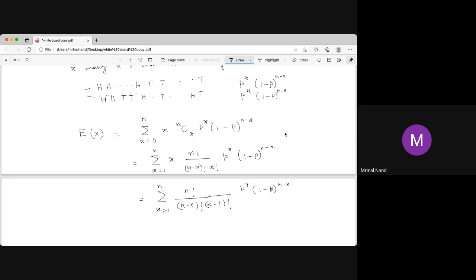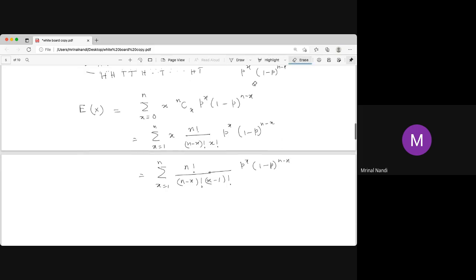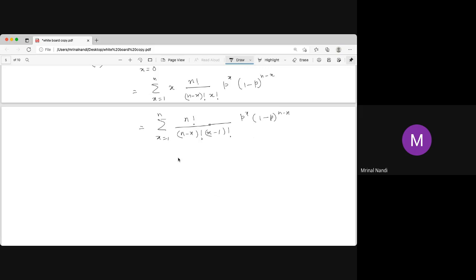Now we take just n into p common. This is slightly tricky. This line is a key line. This is the most important tricky line. So you just take np common. If you take np common, it is n minus 1 factorial. You take n common from n factorial, it is n minus 1 factorial. And this is p to the power x minus 1 and 1 minus p to the power n minus x. So what is this? You just think a little bit and you can easily see that it is actually p plus q whole to the power n minus 1.